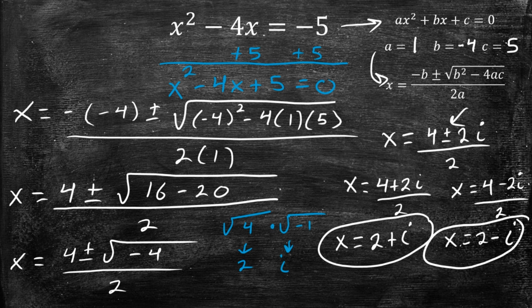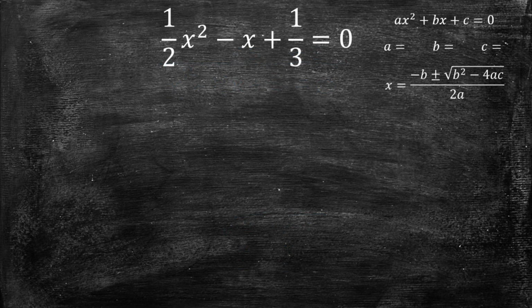So those are our two answers there. And this is going to be our final answer. So example number 2 is complete. Example number 3, we have 1/2 x squared minus x plus 1/3 is equal to 0.